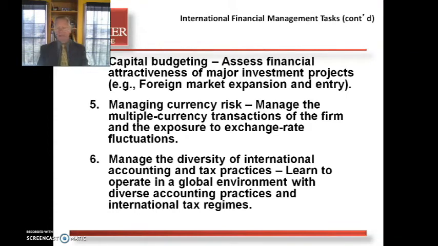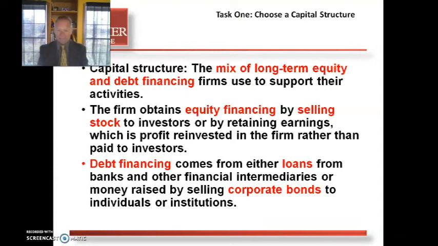And then finally, managing the diversity of international accounting and tax practices. And there are international accountants and international tax lawyers to do just that. So let's get started. The first one is to choose a capital structure. There is debt and there's equity. Those are the 2 types of capital structures. And you've got a mix of long-term equity and debt financing in order to do that.